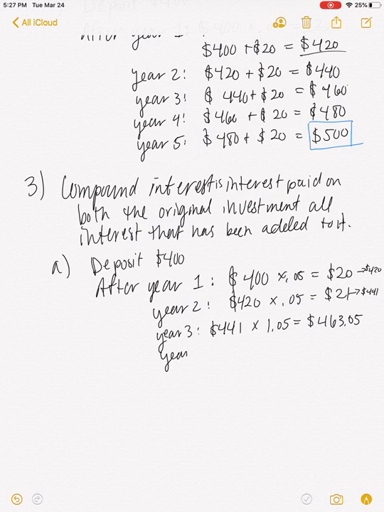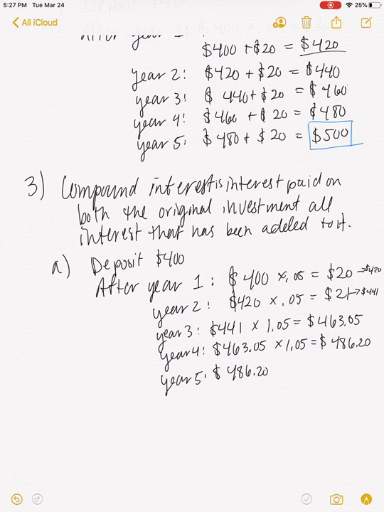After year 4, we take our $463.05 and multiply it again by 1.05, the original amount plus 5% at the end of this year, and I get $486.20. After year 5, at the end of year 5, we take our $486.20, multiply by 1.05, and we'll end up with $510.51.